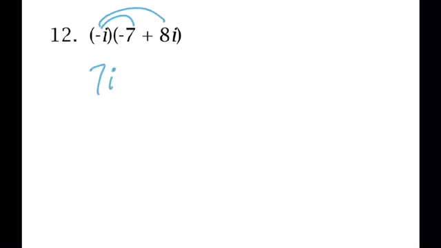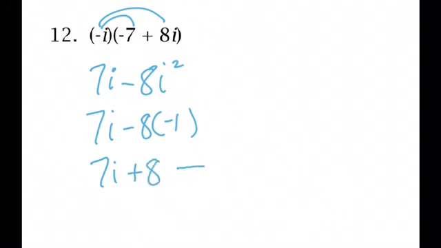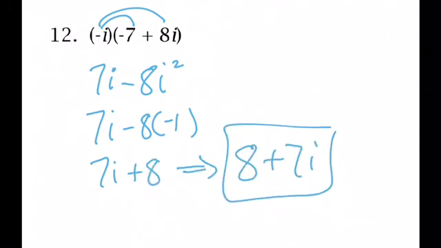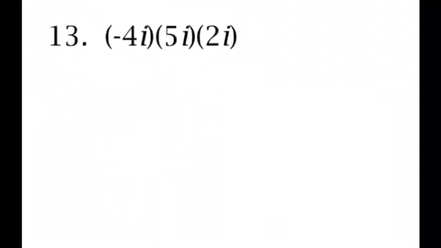Okay, the next one, number 11, we're going to have positive 10 i squared, so that's going to be negative 10. Number 12, we're going to have positive 7i minus 8i squared. i squared is negative 1, so I've got 7i minus 8 times negative 1, so that's 7i plus 8, but don't forget to write it in standard form. And that might be a hard part for you to remember, so you're going to have to remember that.